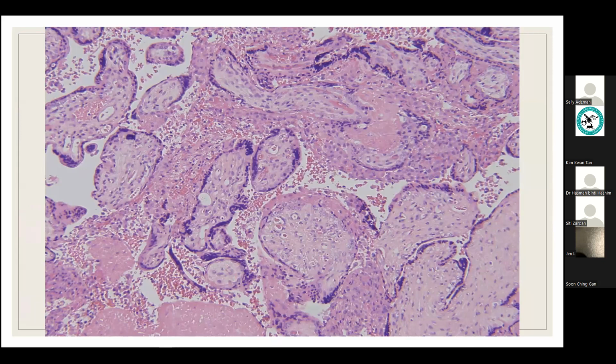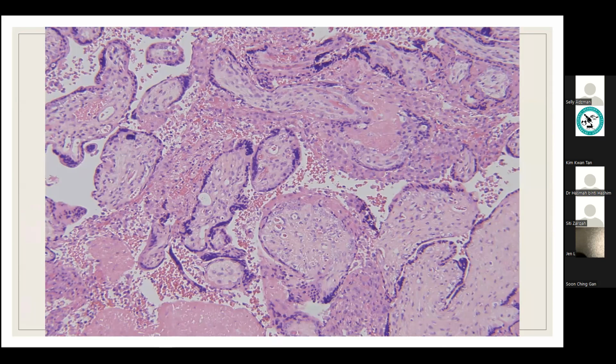So it will be a spectrum. It can be patchy and small, and also it can be a very severe, dense histiocyte infiltration only at the intervillous space.